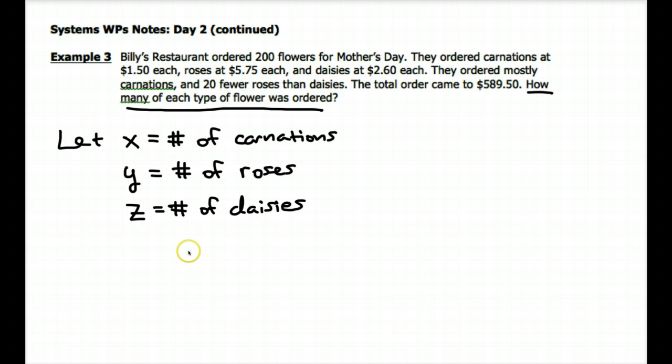Okay, so your let statements, you're just supposed to find how many of each type of flower. So our 3 types of flowers are carnations, roses, and daisies. So you can let x be the number of carnations, y be the number of roses, and z be the number of daisies.